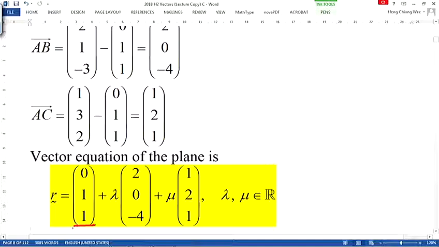Once again, this point is not unique. You can always use B or C instead. It doesn't really matter.